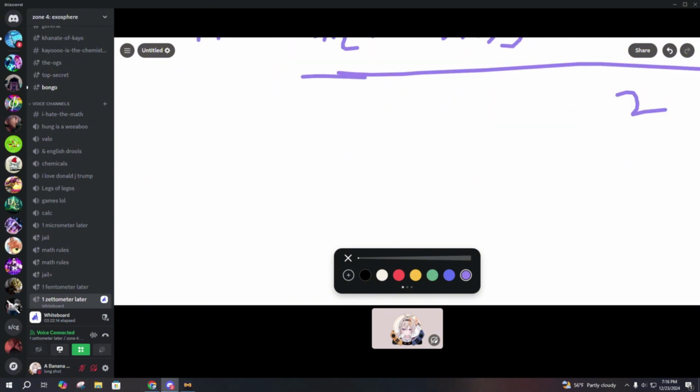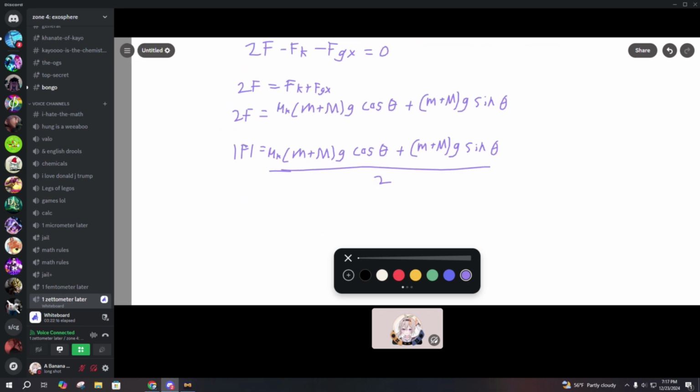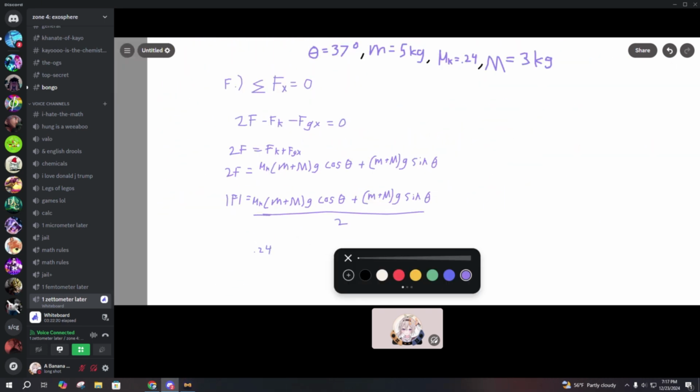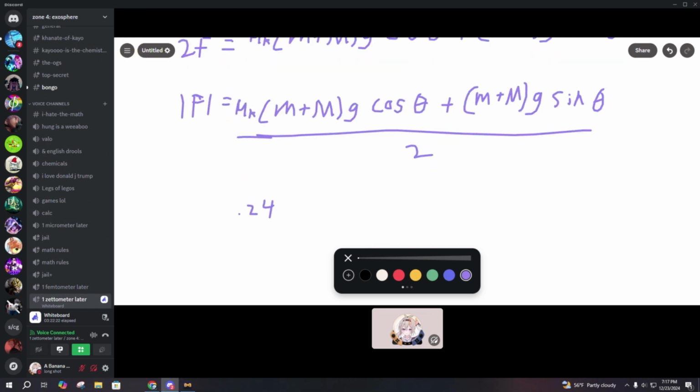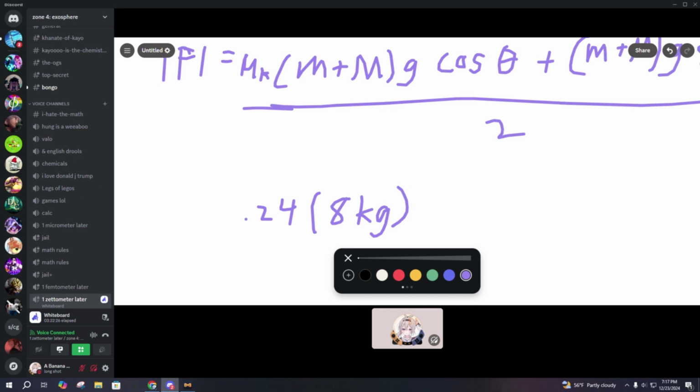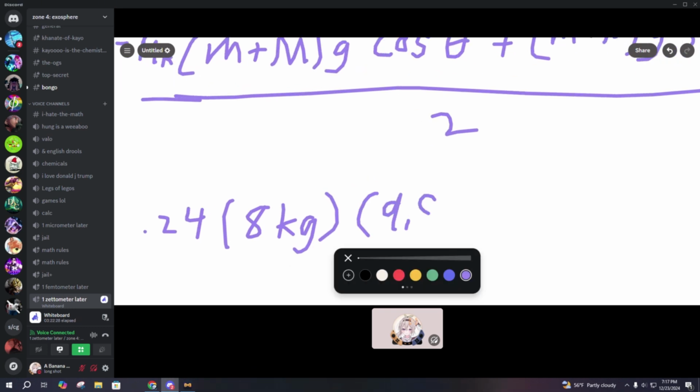Right? Now I plug in my values. What was mu k? 0.24. Little m was 5. Big M was 3. So I will combine those: 8 kilograms. G is 9.8 meters per second squared.